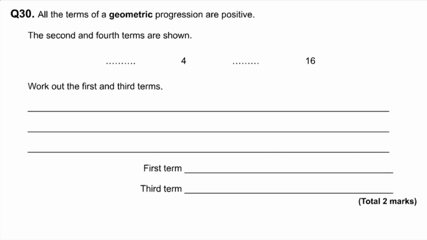Question 30, all the terms of a geometric progression are positive. The second and fourth terms are shown. Okay, so I've got blank, 4, blank, 16. Now, a geometric progression has got a common ratio rather than a common difference. That means that each term is a multiple of the previous one. So what must it be being multiplied by if it goes from 4 to something to 16?